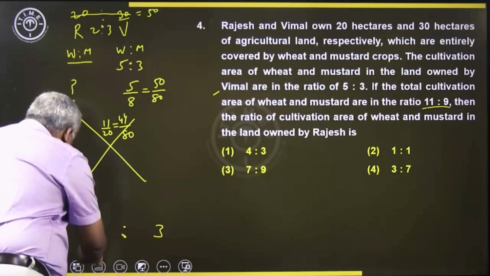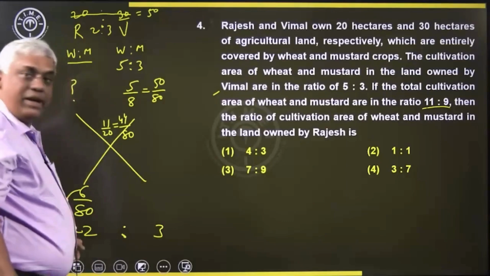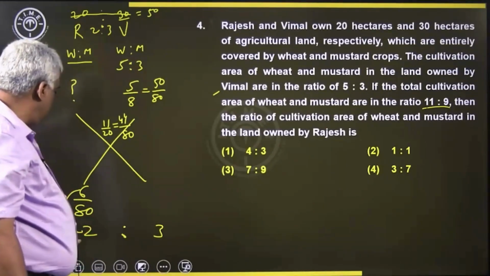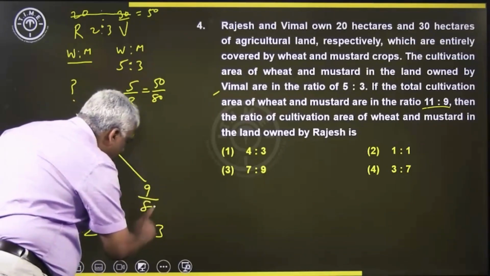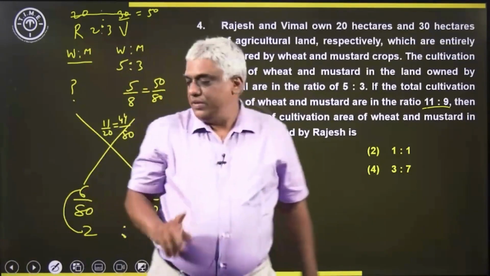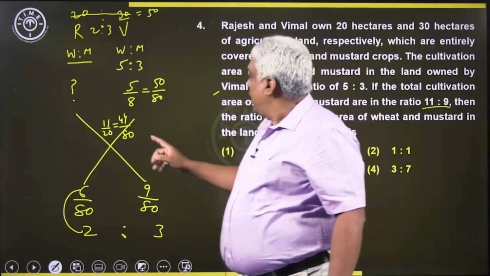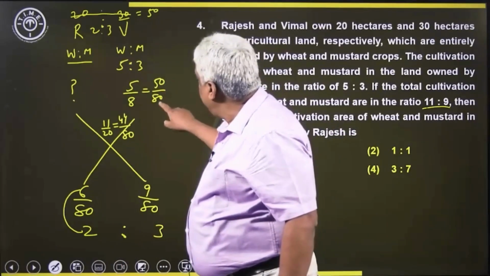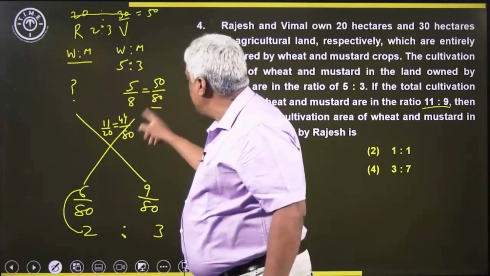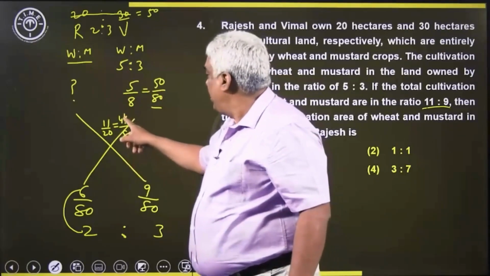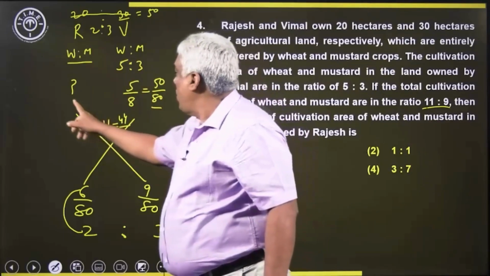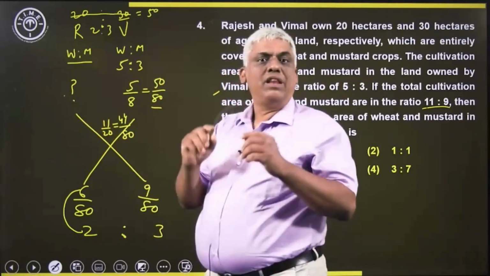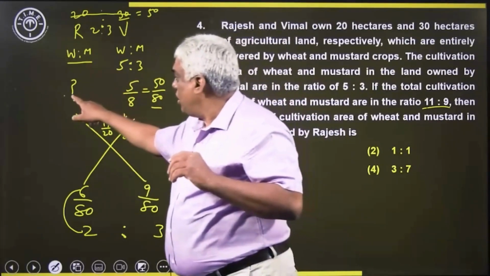Now, 2 parts is 6 by 80. So, 1 part is 3 by 80. So, 3 parts will be 9 by 80. So, this will be 9 by 80, right. Now, you see this is 50 by 80, the average of these two is 44 by 80, and 44 by 80 is less than 50, okay. So, it will be more than this, right, because the average lies between the smaller number and the bigger number.